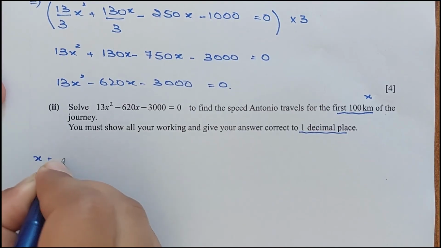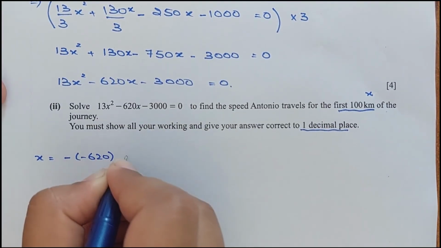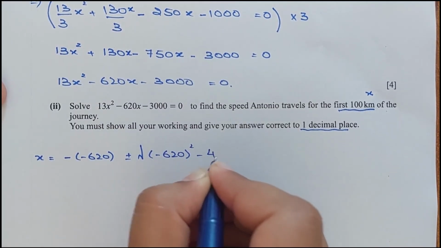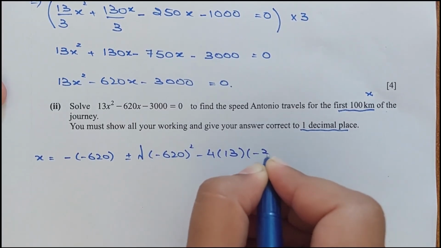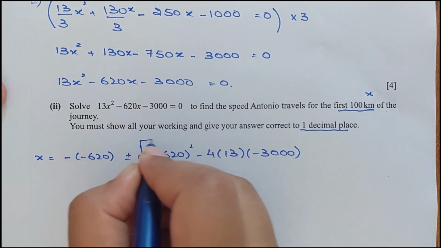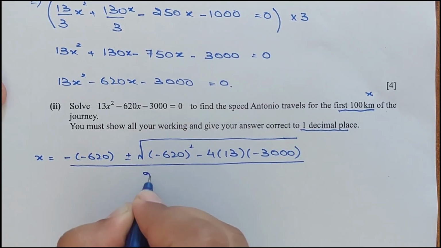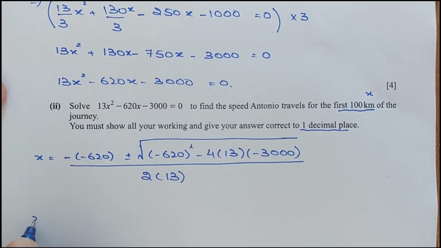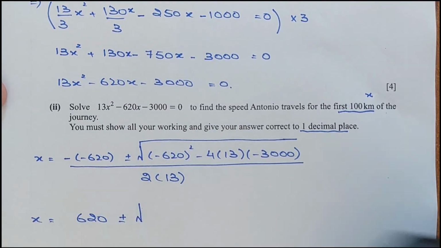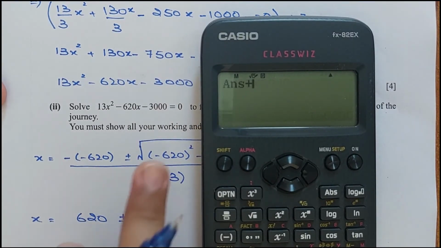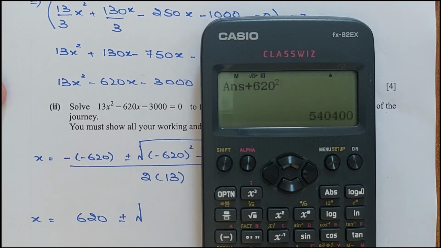So x should be equals to negative b plus minus square root b square minus 4 times a times c, the square root, and divided by 2 times a, which is 13. So what is x, which is 620 plus minus square root. Let me simplify. Negative times negative is positive. 4 times 13 times 3000, and add 620 square.